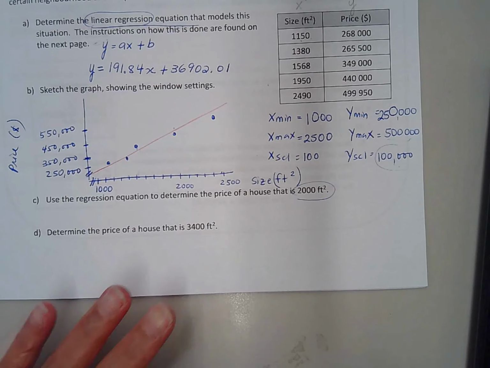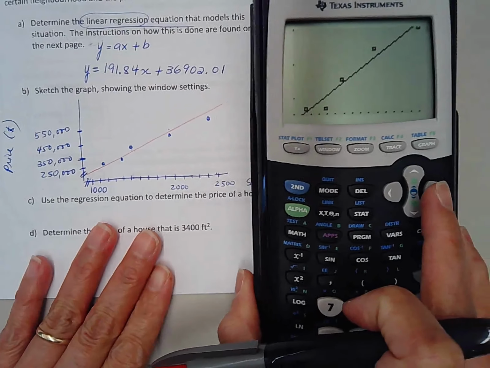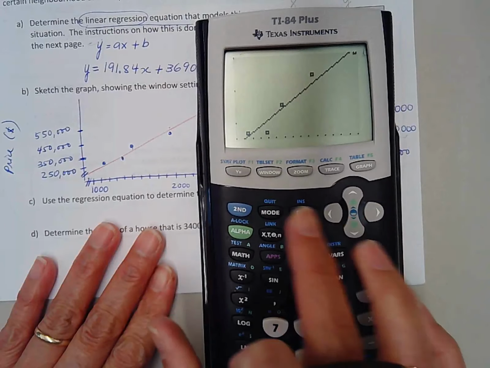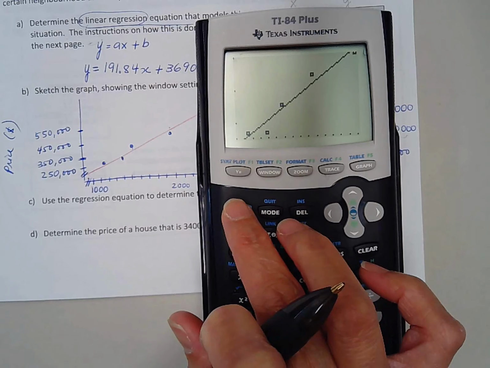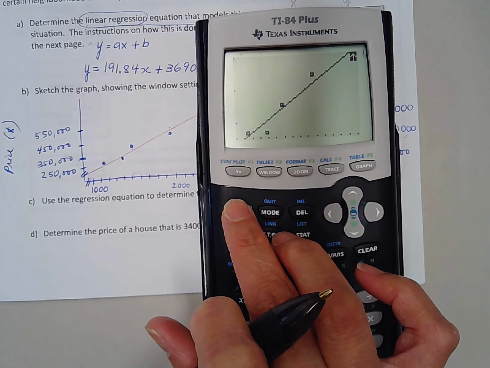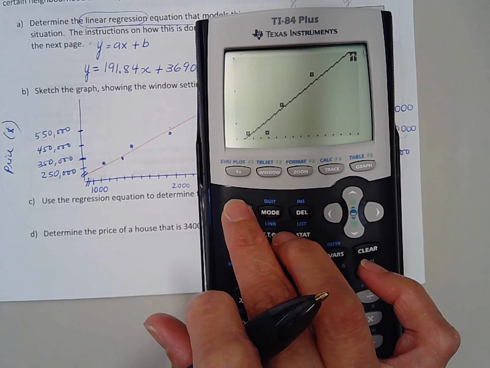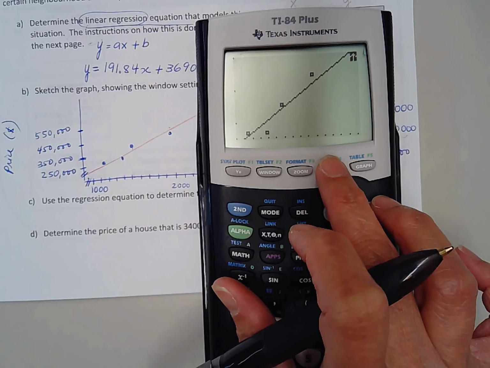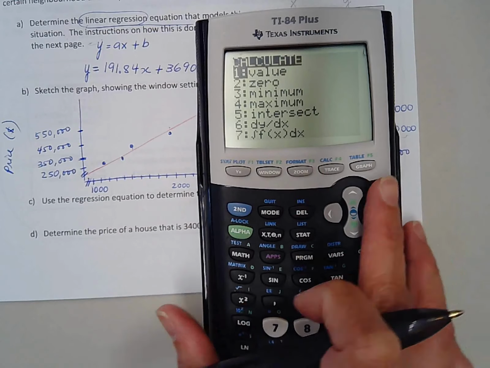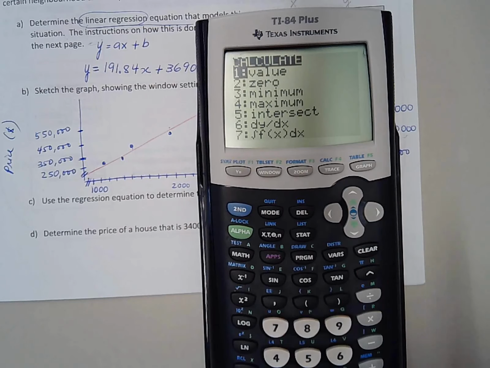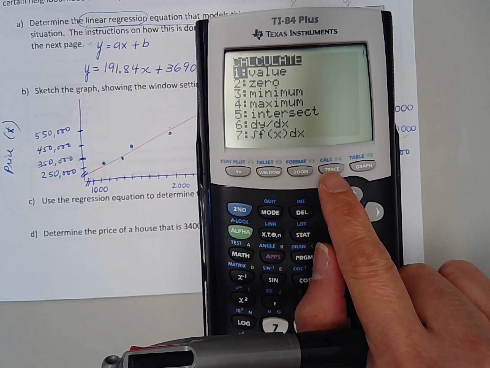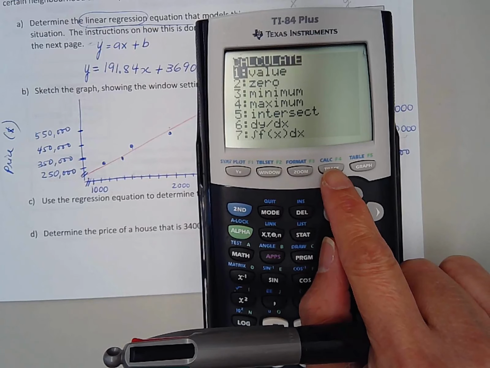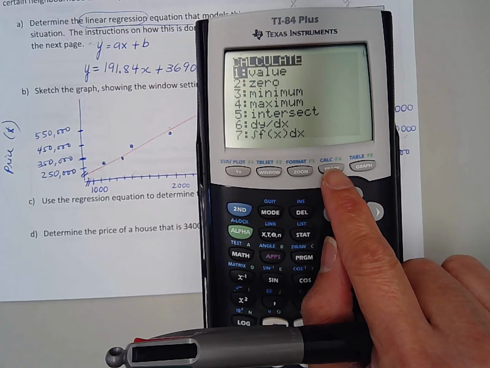So here's what we're gonna do. I'm gonna write it down later. Just go along with me. Press second function, trace. The gray button on the top. Trace.